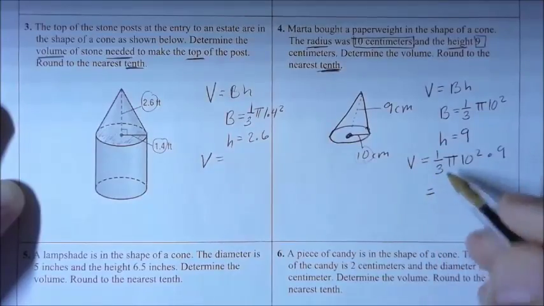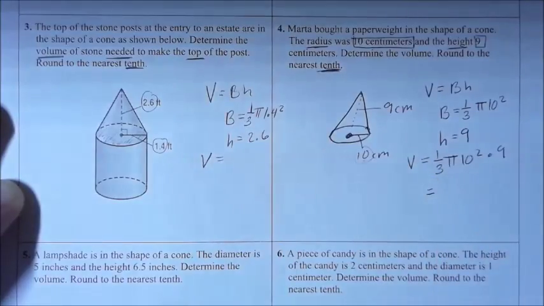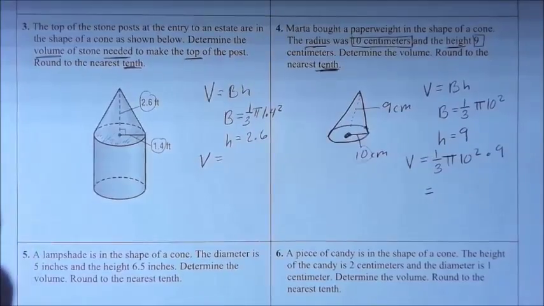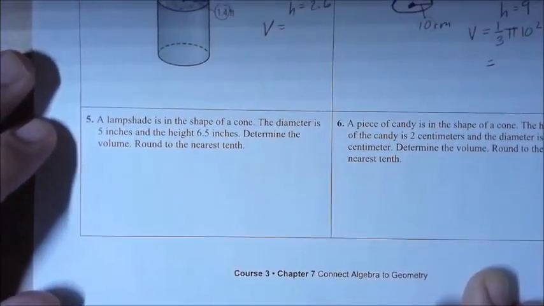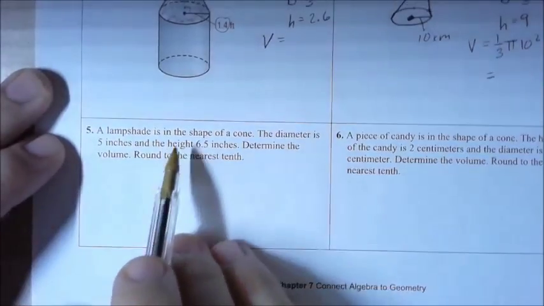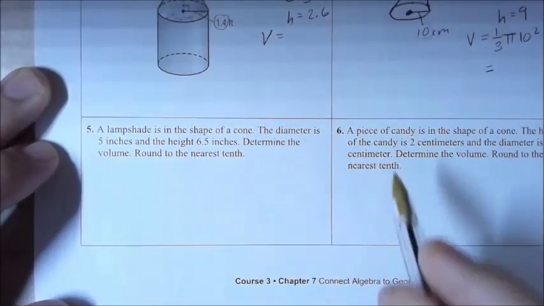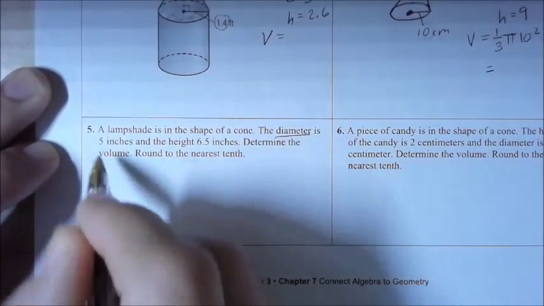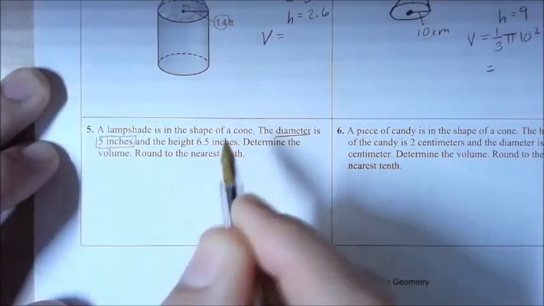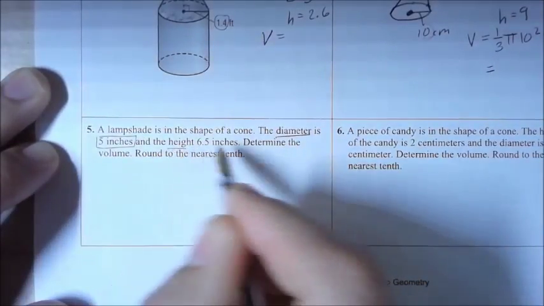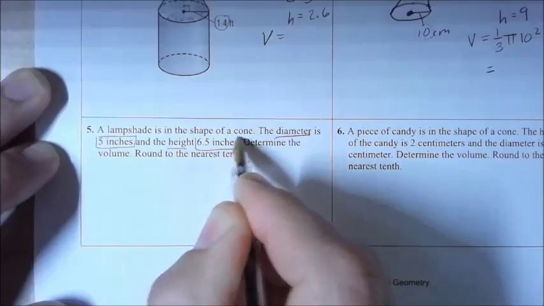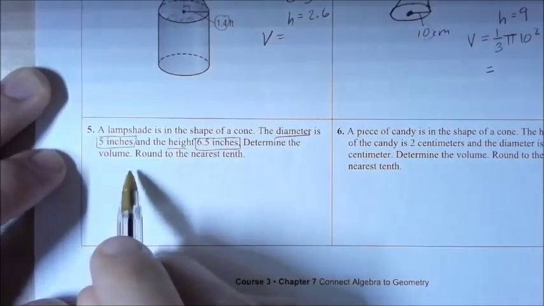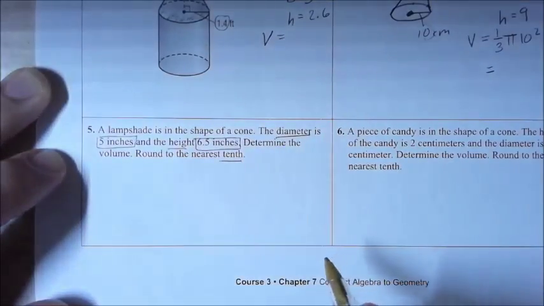And it'll give me my final answer here, and I'll let you finish working that out. So let's take a look at the next one. A lampshade is in the shape of a cone. The diameter is 5 inches and the height is 6.5 inches. Determine the volume and round to the nearest tenth.